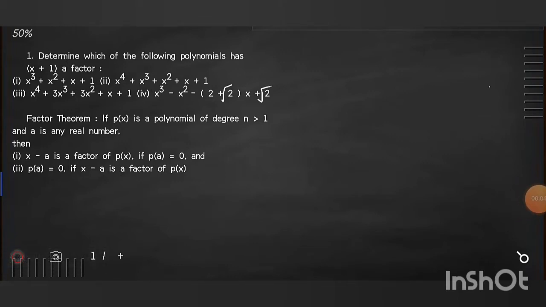In today's class we are going to see applications of factor theorem from exercise 2.4. Determine which of the following polynomials has x plus 1 as a factor. So before getting into the problem, let us see what the factor theorem is once again.